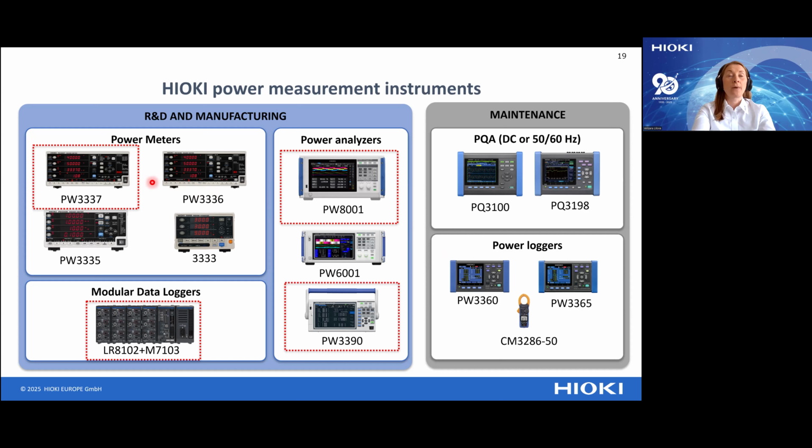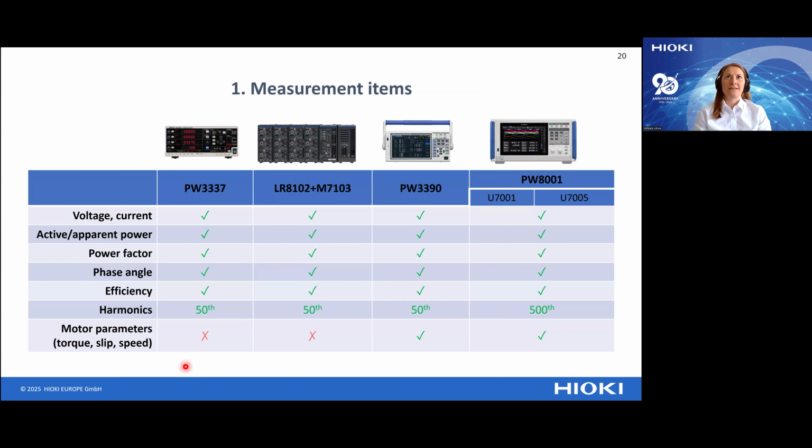We will take one of our power meters, the PW3337, 2 of our power analyzers, the PW8001, which is our flagship power analyzer, and the PW3390 as a WLTP standard, which Roy will explain at the end of this presentation. And the reason why I'm here today is that we also have a modular data logger, which is capable of measuring power too. That's the LR8102 data logger with the power module M7103. Now I will go step by step, the way Ryuji explained the different specifications, and compare the different devices.